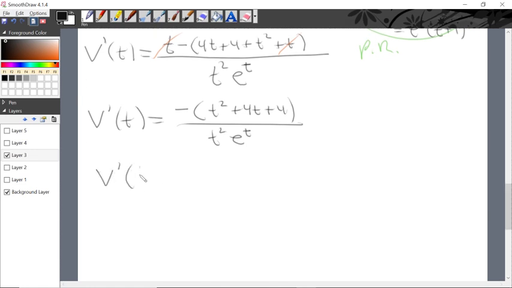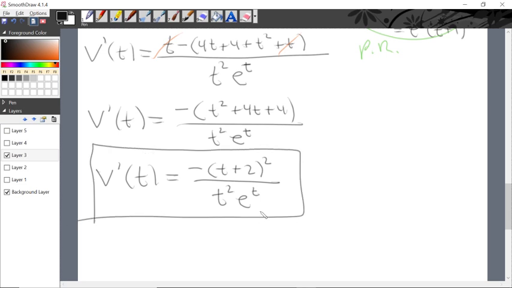Okay, and we can even clean it up a little bit further because this factors really nicely here in the numerator. It factors as a perfect square of a binomial, so it's the quantity t plus 2 squared. That negative is in front, and then t squared e to the t for the denominator. And this answer here is likely to be the most simplified form of the answer that you would find in an answer key. Okay, and also useful if we wanted to apply this derivative in many other situations, depending.